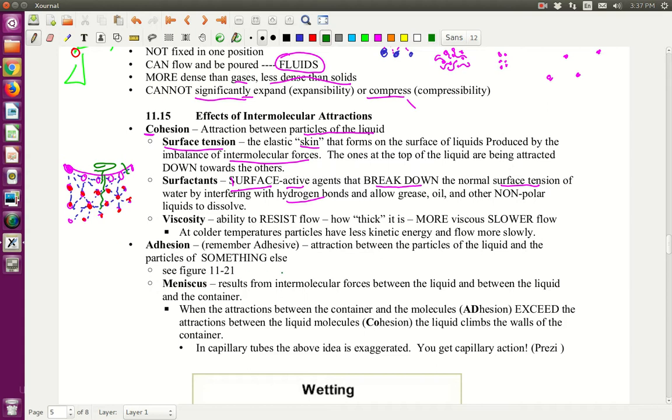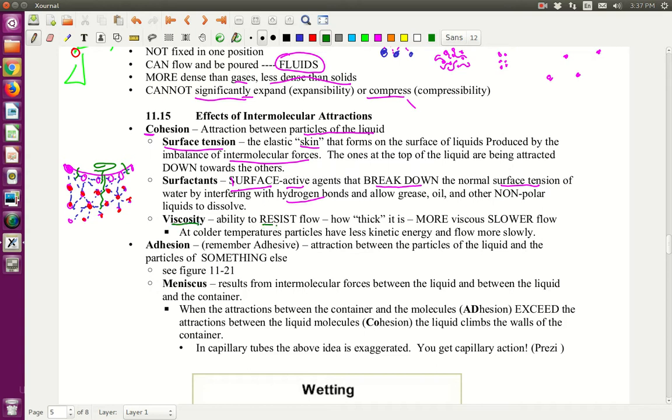Okay? So a surfactant breaks apart the surface tension. That's what a surfactant does, it's a surface acting agent that breaks that apart. And it allows things to go through. It allows grease and oil and other non-polar liquids to dissolve.